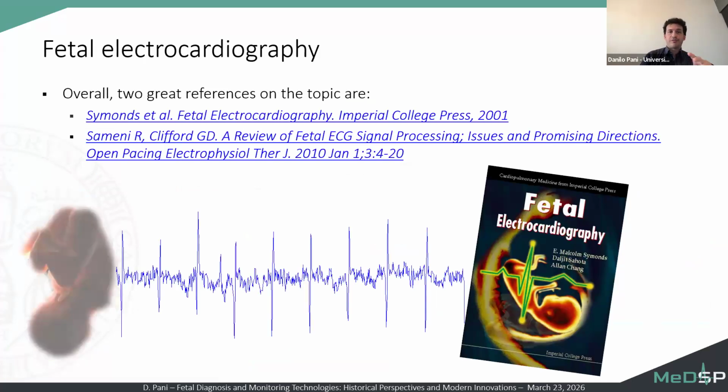Fetal electrocardiography is mainly the most studied technique in terms of signal processing.